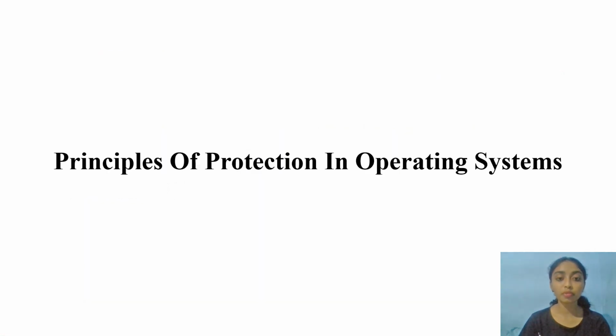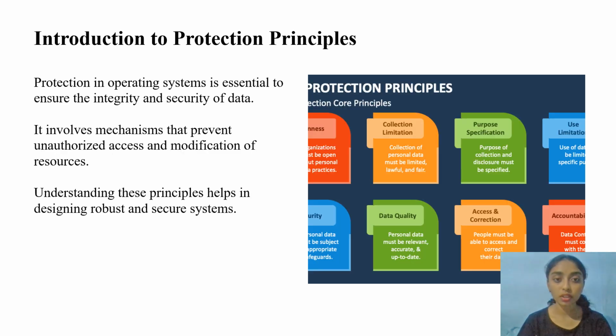So today's topic is on the principles of protection which are used in operating systems. Introduction to the protection principles. Protection in operating systems is essential to ensure the integrity and the security of the data. It involves mechanisms that prevent unauthorized access and modifications of resources. Understanding these principles helps in designing robust and secure systems. The protection principles are sectional core principles. It consists of collection limitation, purpose specification, use limitation, data quality, access and correction, and accountability.